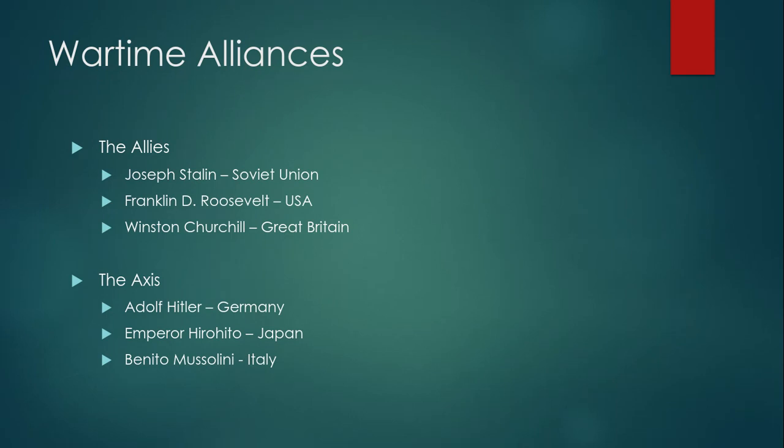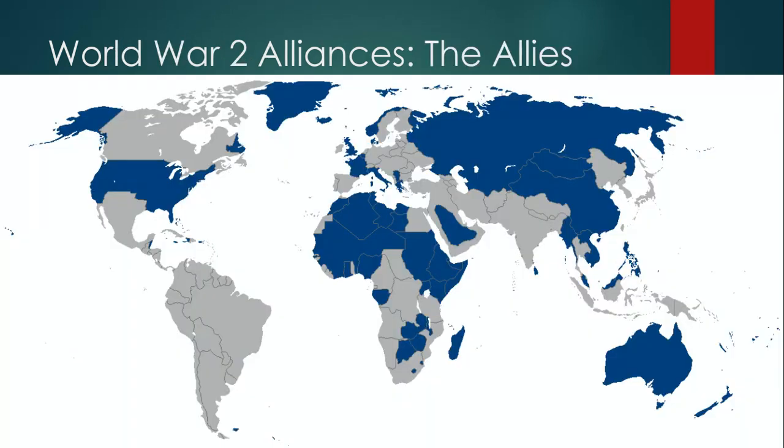The Allies, similar to World War I: the Soviet Union, Joseph Stalin; the USA, Franklin D. Roosevelt; and Great Britain, Winston Churchill. Well, Churchill comes into power during World War II. These are the Allies, though.